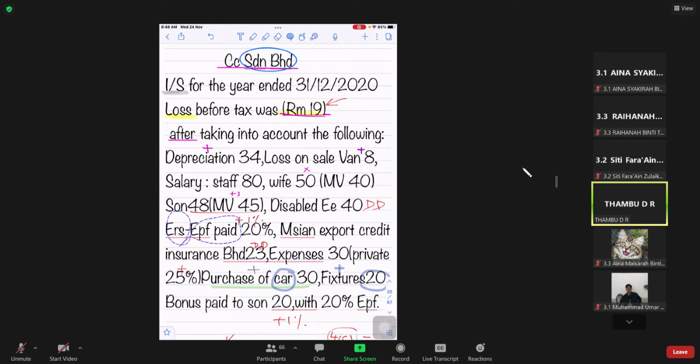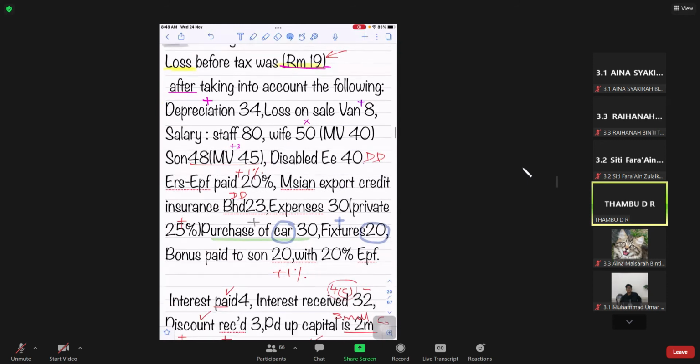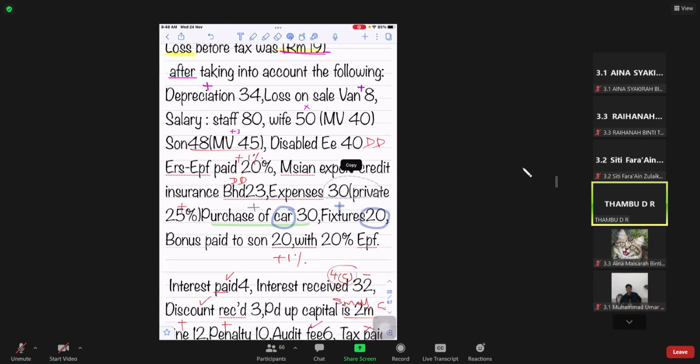Employer's EPF paid. EPF we only allow 19%. So we add back 1%. Malaysian export credit insurance, I did in the morning just now. So here I give double deduction. So Malaysian export insurance, you get double deduction. DD, double. Expenses, 30 private. Private 25%. So 25% private, we don't allow, add back 25%.